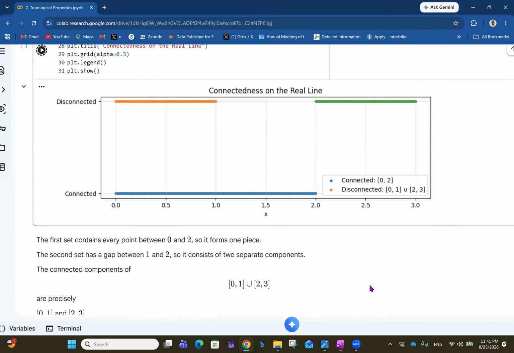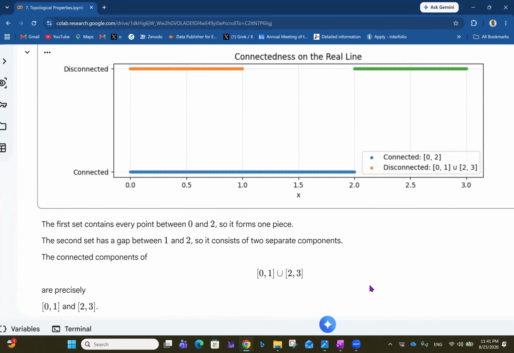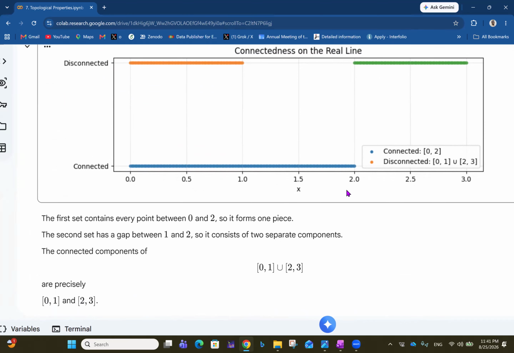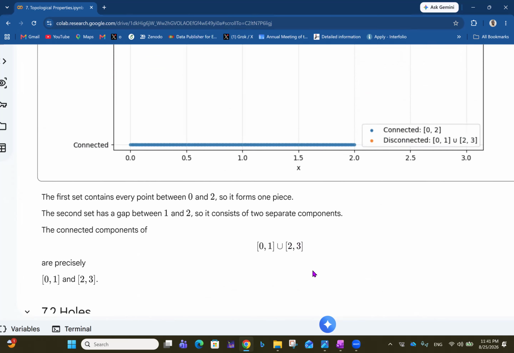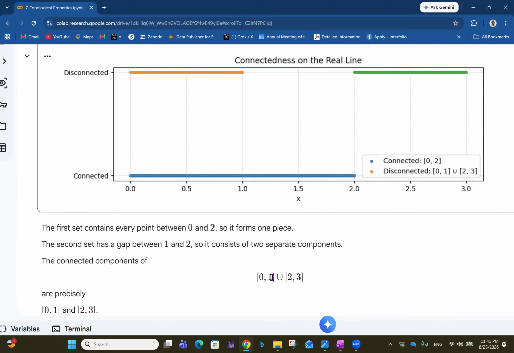The first set contains every point between 0 and 2. This is what you see here. So it forms one piece. The second set has a gap between 1 and 2, like here, so it consists of two separate components, 0 to 1 and 2 to 3. The connected components of [0, 1] union [2, 3] are precisely [0, 1] and [2, 3]. Each of them is connected, but their union is not connected because there's a gap between 1 and 2. It would have been connected if we had [0, 1] union [1, 2]. That would have been connected easily, since there wouldn't be any gap.